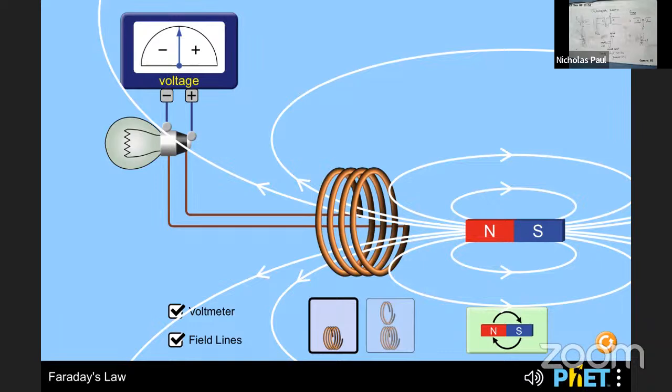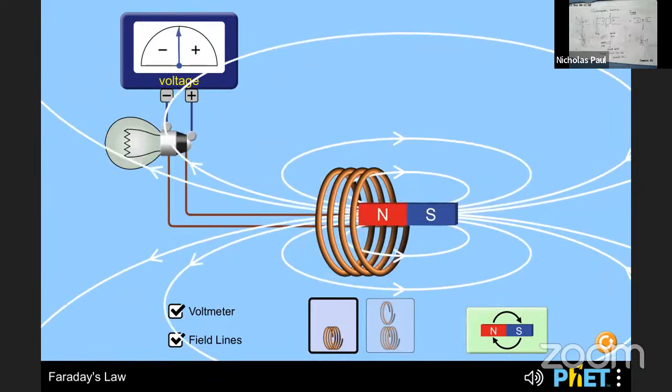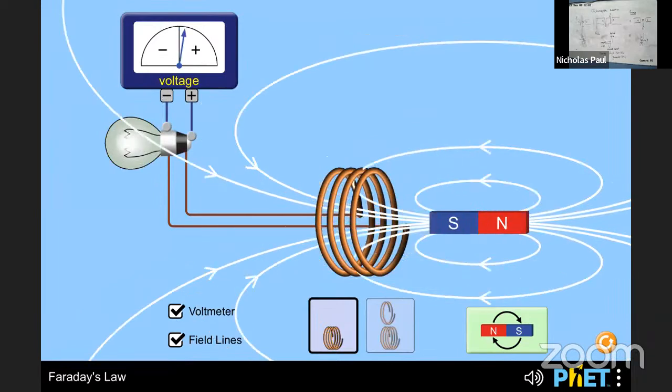But watch it closely, right? One more time. When the north pole is going in, it's negative. When the north pole is coming out, it's positive. Watch when I flip it over. Well, I'll show you that next week. That's Lenz's law. There's a reason for that. And the reason for that is that it wants to oppose the motion, right? It wants to oppose the motion, so you have to apply more mechanical energy.